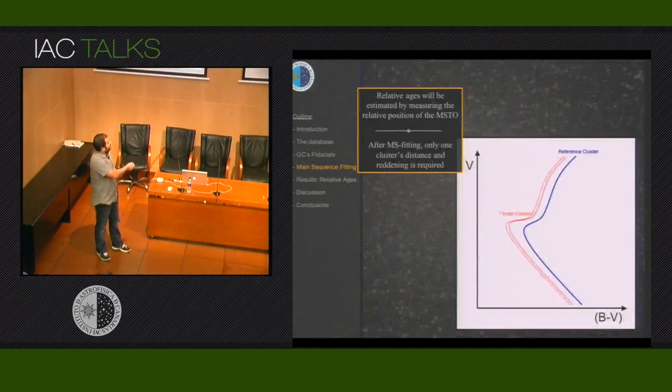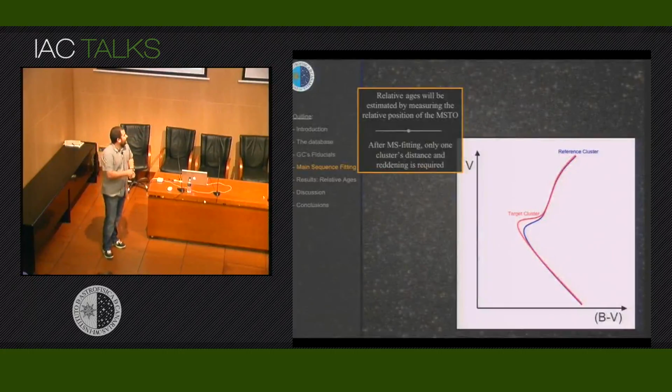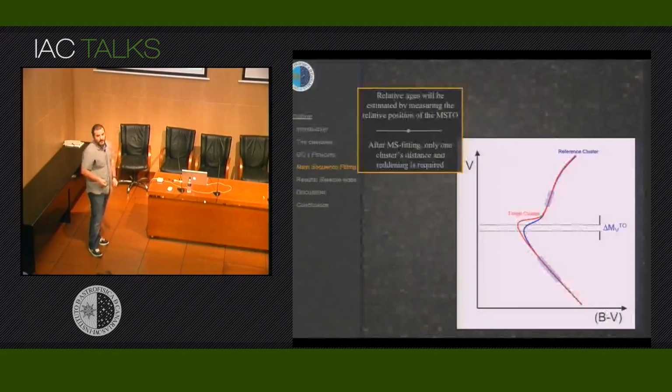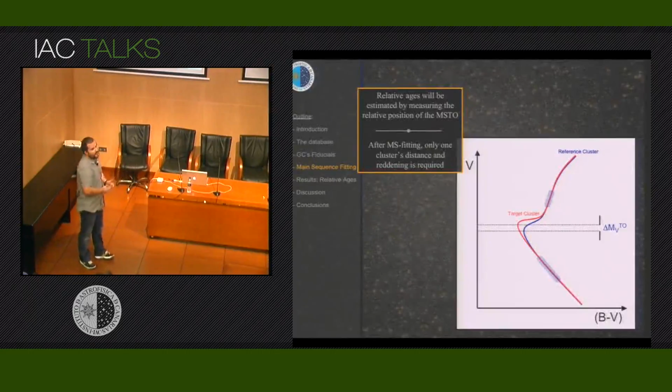I use a reference cluster, then I shift the target cluster both in color and magnitude until I get the best fit in the 2 regions I have here. That way, it's not a problem having clusters at different distances or with different extinction. Once the main sequence fitting is done, I get the relative brightness, or the difference in the turn-off magnitude, and this difference is what I'm going to use to derive relative ages.